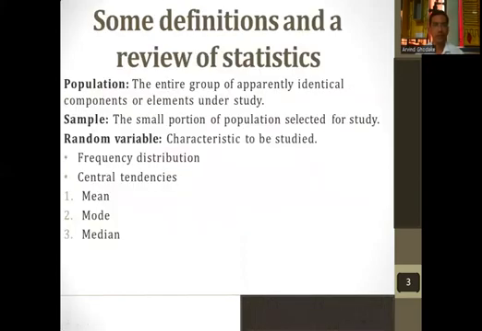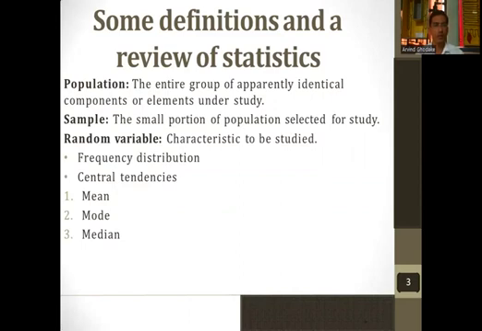So, some definitions and a review of statistics. The important terminology we are going to see here. First is the population. The entire group of apparently identical components or elements under study is called a population. For example, a country having a number of men, women, and children will be considered an example of a population. So this is the first term used in statistics.